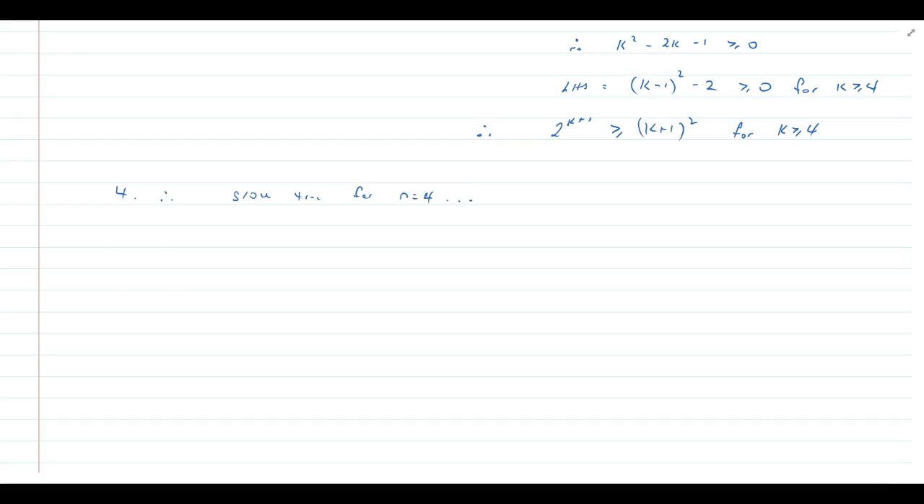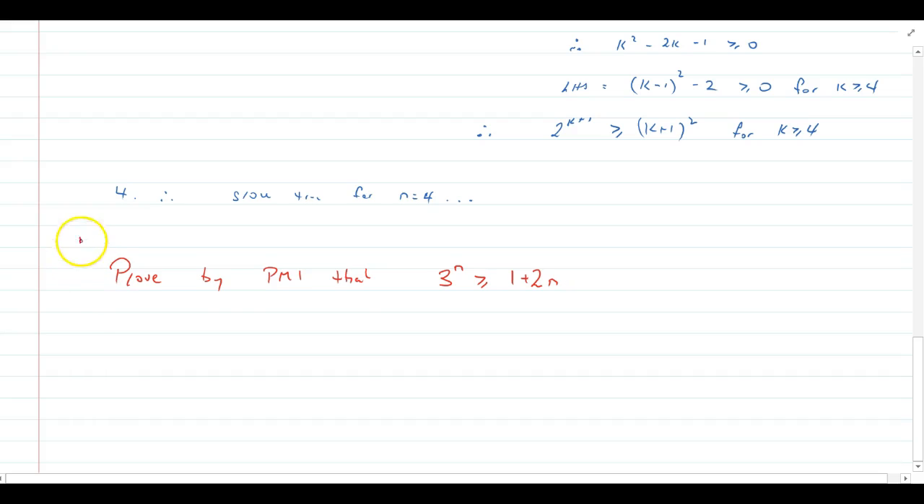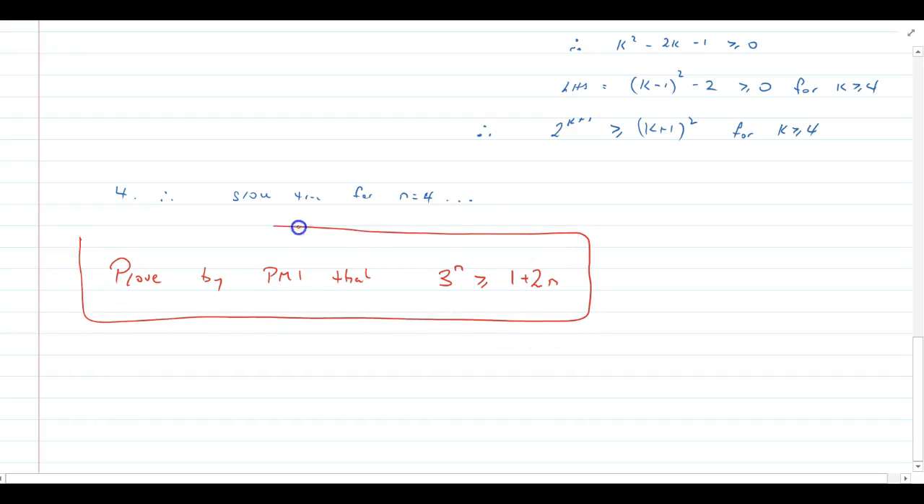Okay, this is what I'd like you to do for homework. I'd like you to prove, let's have a look, let's do this one: prove by the principle of mathematical induction that 3 to the power of n is greater than or equal to 1 plus 2n. Now, I'd like you to have a go at that, and then we'll have a look at that in class tomorrow. Okay, cheers.